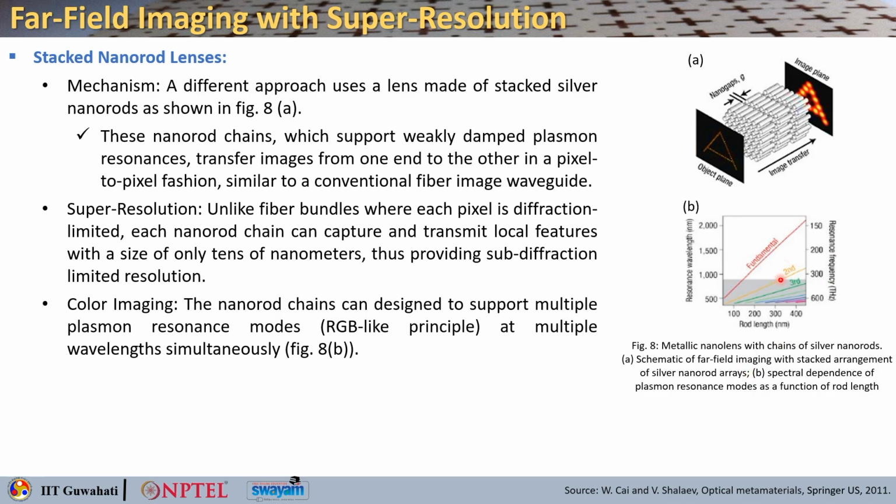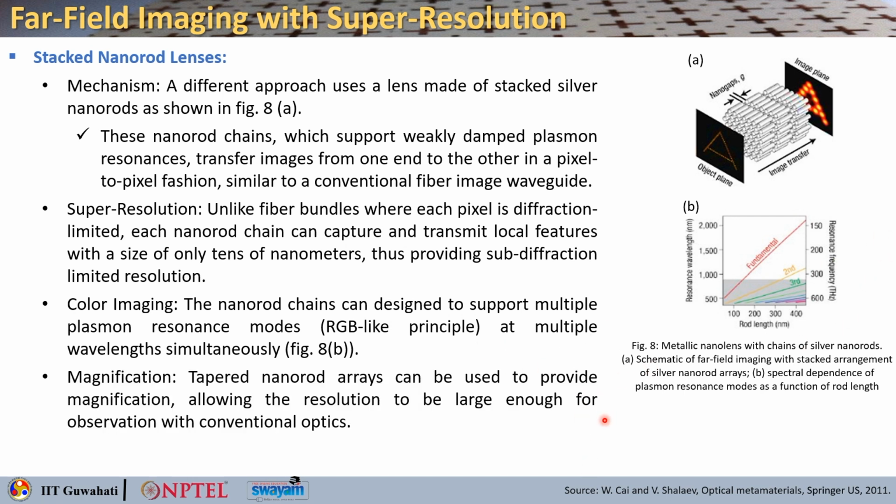This particular figure shows the spectral dependence of the plasmon resonance modes as a function of the rod length, okay. So, these are the resonance wavelengths, this is the resonant frequency, this is the fundamental one, and then you can get the second, third and other resonance modes here, okay. So, this tells you that you are getting multiple wavelengths simultaneously. You can get magnification by using tapered nanorod arrays, which allows the resolution to be large enough for observation using conventional optics, right.